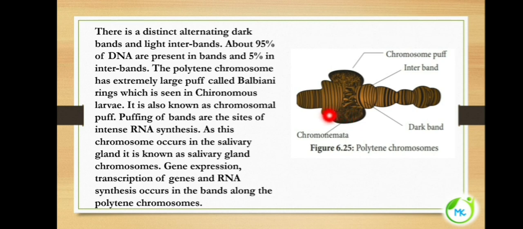This Polytene chromosome is also found to occur in the salivary gland, and hence this chromosome is also known as salivary gland chromosome. So instead of asking about Polytene chromosome, they can ask us to write a note on salivary gland chromosome, which is nothing but Polytene chromosome. Gene expression, transcription of genes and RNA synthesis occur in the bands along the Polytene chromosome.